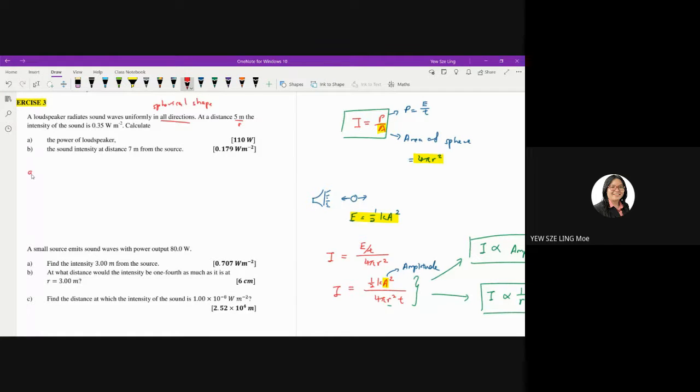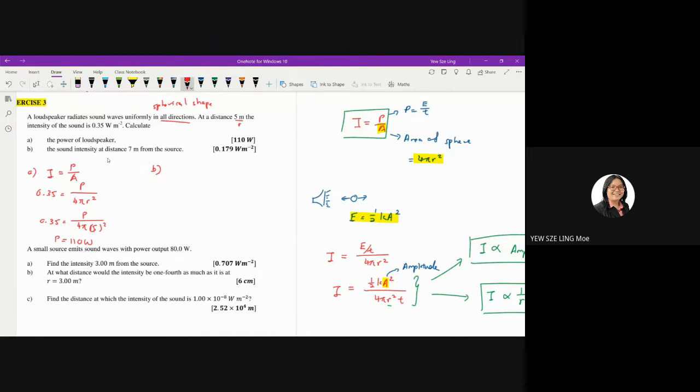So this is a very straightforward question where you have I equals P over A. Given I is 0.35, and P divided by, now you are given a distance, so you have R. So A for a spherical shape is 4 pi R squared. So plug in the values: 0.35 equals P over 4 pi 5 squared. So P is then equal to 110 watt. Okay, 110 watt.